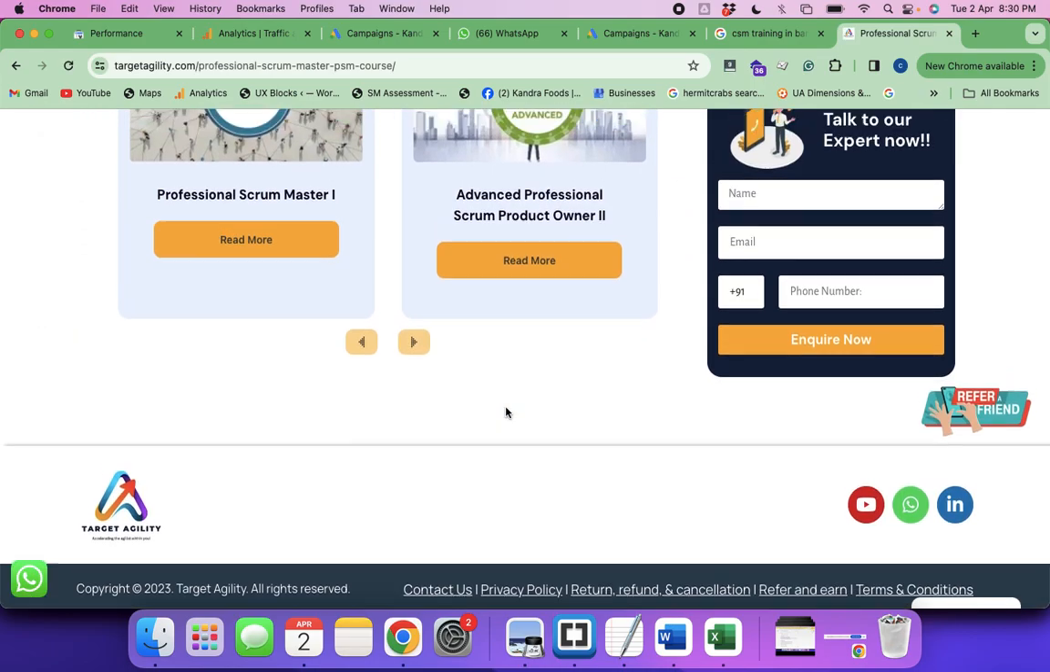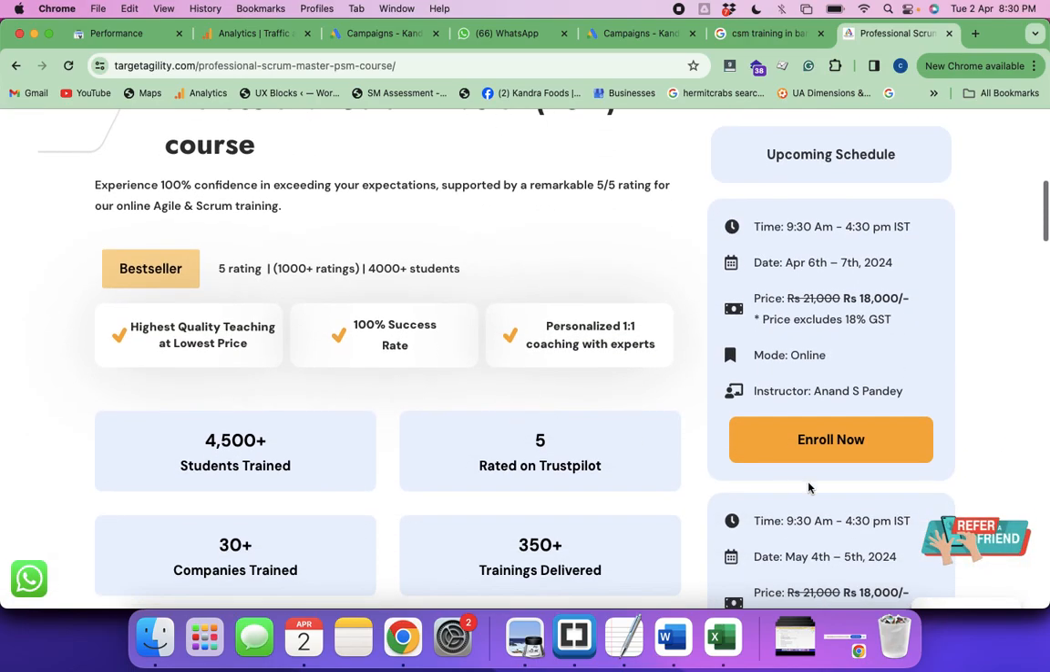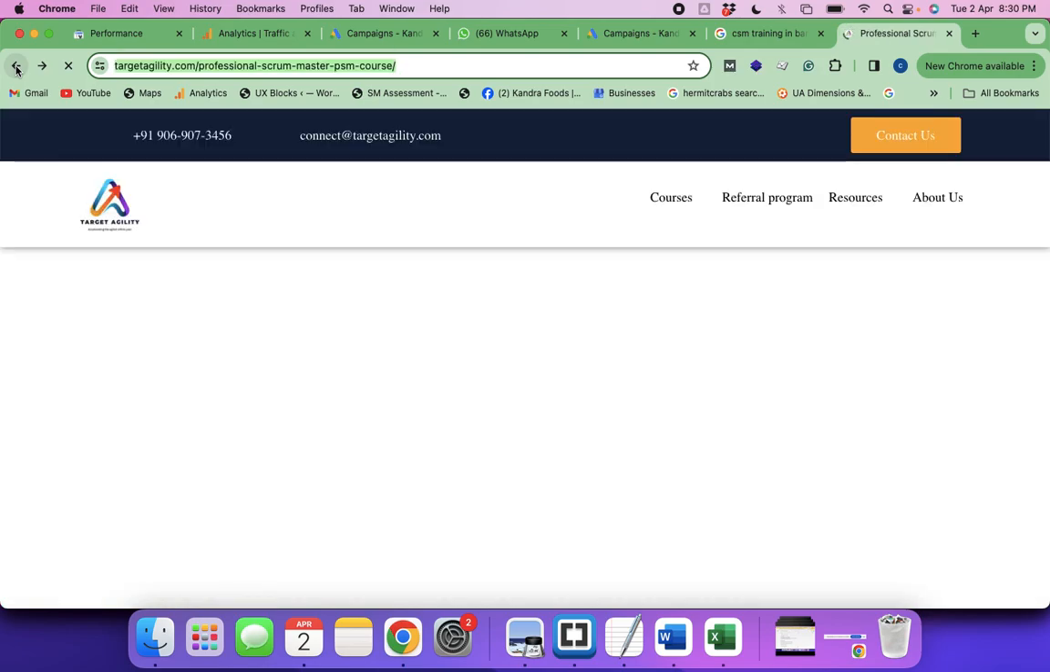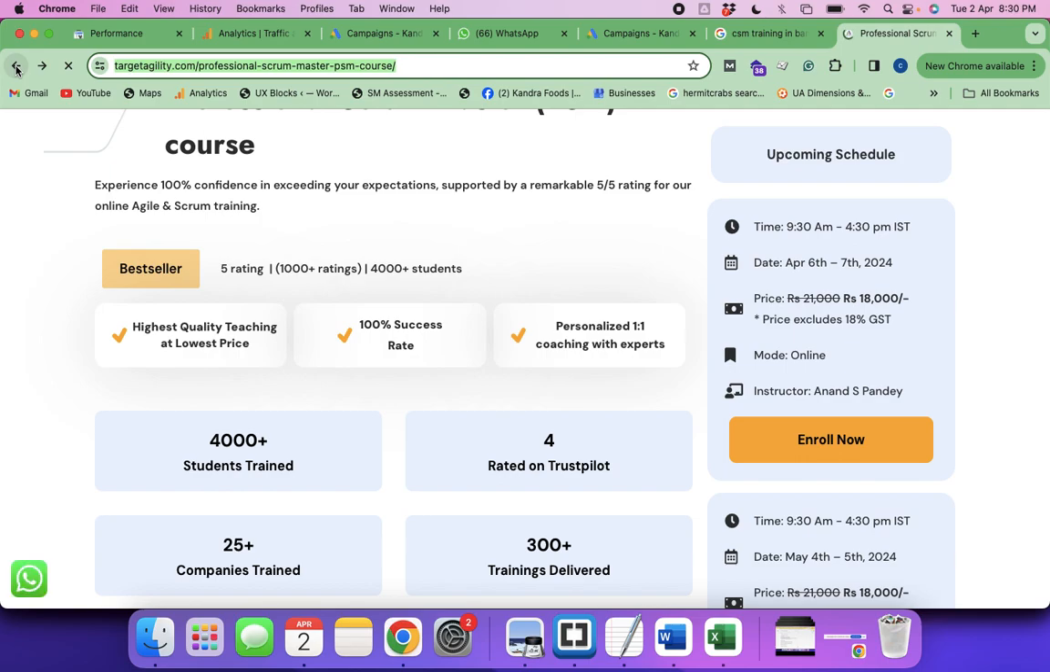Right? So this is not that appealing or interesting for me. Or maybe I'm trying to click on this Enroll Now and it's not working for me. See, it's taking me to pages.razorpay.com. I was on Target Agility. I did not like this. I felt like I'm paying it to someone else. I'm not really interested. Gone. Conversion rate gets impacted.